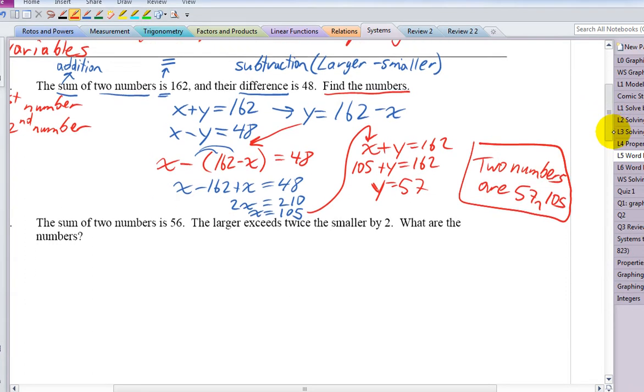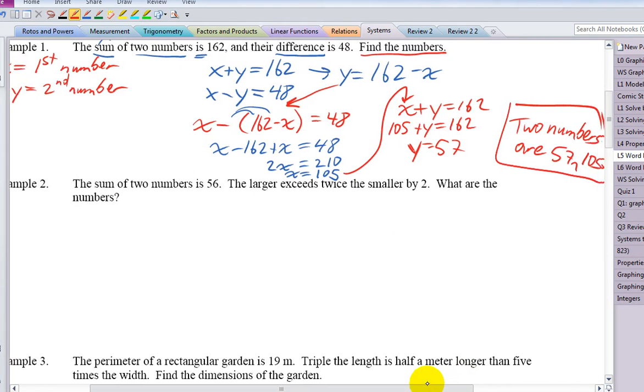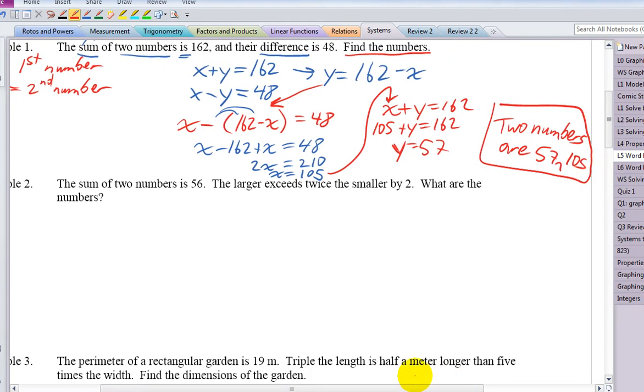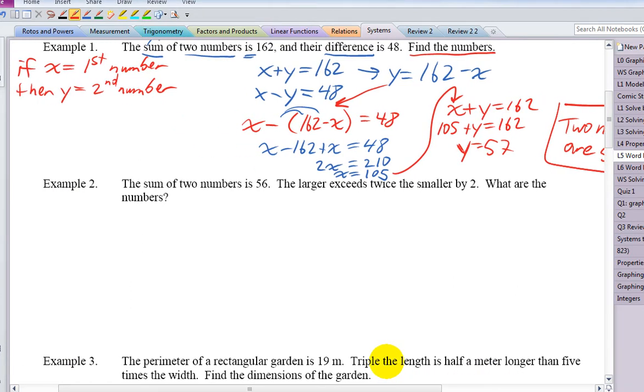All right. Next one. Read the next equation. Underline the important stuff. Make up an equation for the very first sentence. Go. So, sum of two numbers is 56. Is your equal sign.